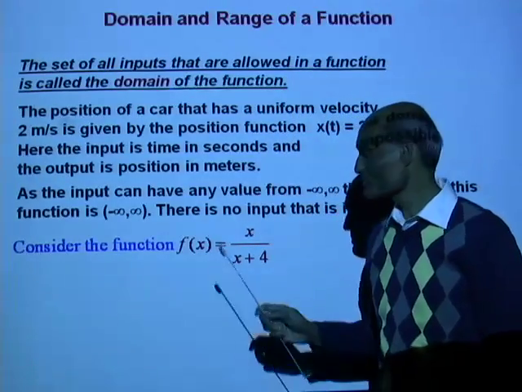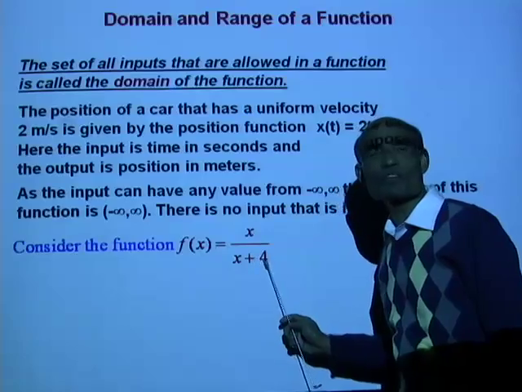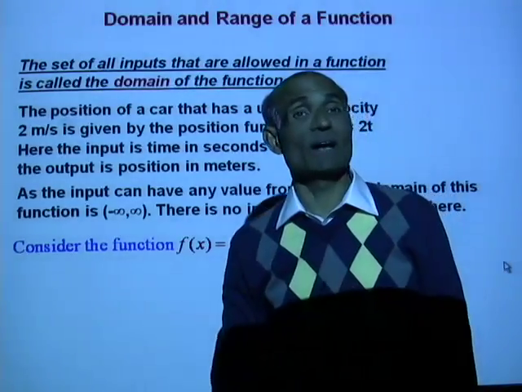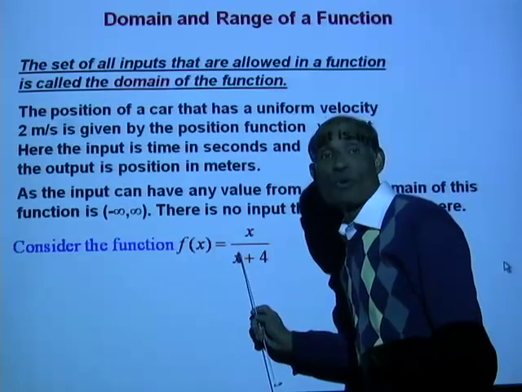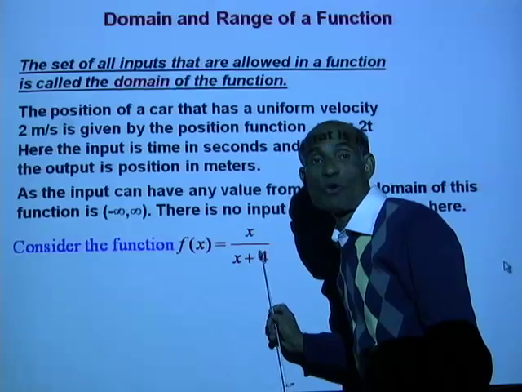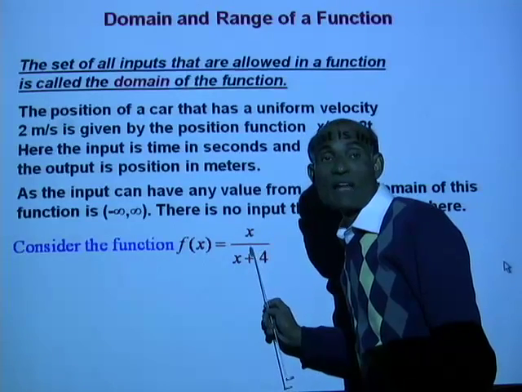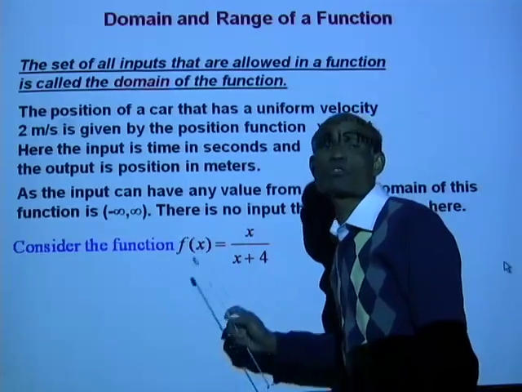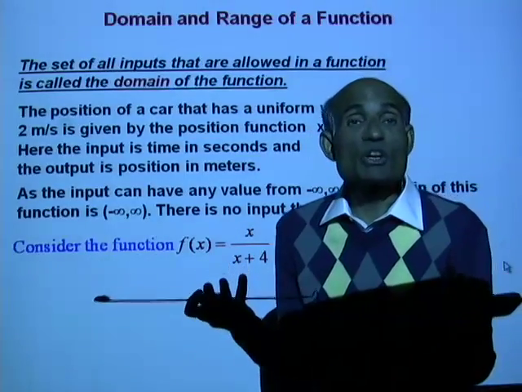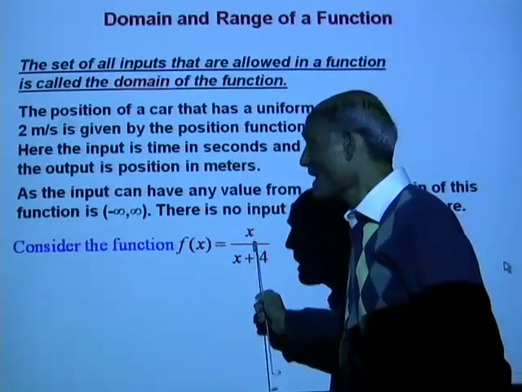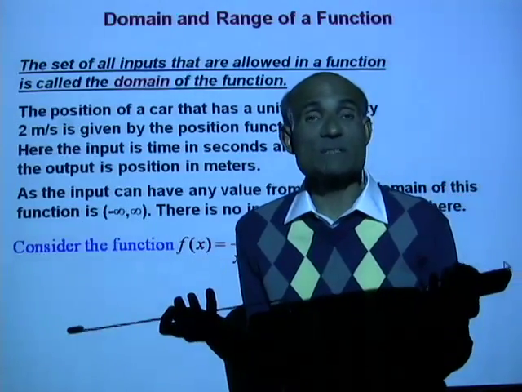How about this? f of x equal to x over x plus 4. There is a little problem here. What is that problem? When x equal to negative 4, negative 4 plus 4 equal to 0, and a 0 in the denominator of a quantity does not give you any meaningful output. You see, x divided by 0, we don't know what it is.